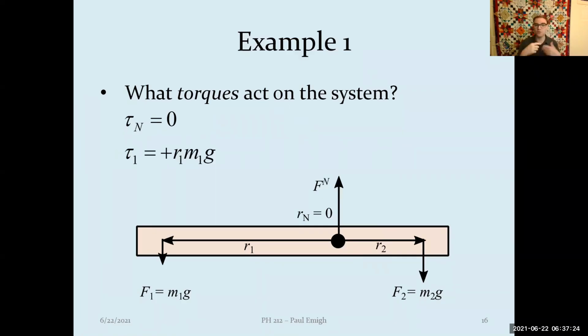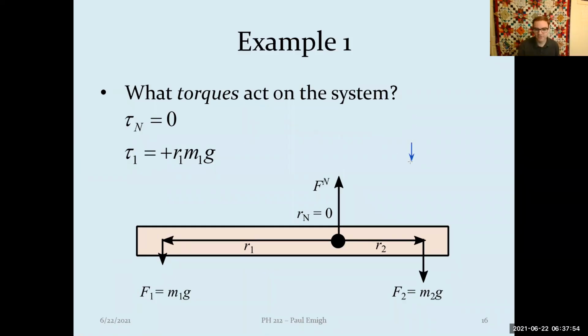Torque 1, the torque by force 1, is going to be positive R1 times M1 times G. And the way that I get that is I'm going to do this cross product, right? And there's two important features of the cross product. One is I need to get the magnitude. And the magnitude of the cross product is always going to be the magnitude of the first vector, which is R1, times the magnitude of the second vector, which is M1 times G, times the sine of the angle in between the vectors, which I ought to draw the vectors tail to tail.